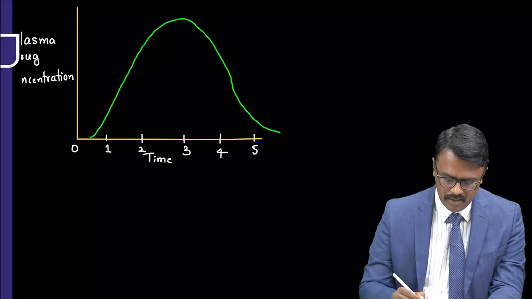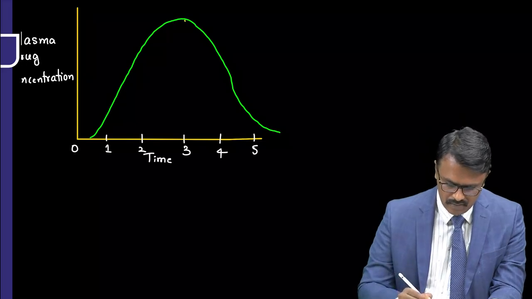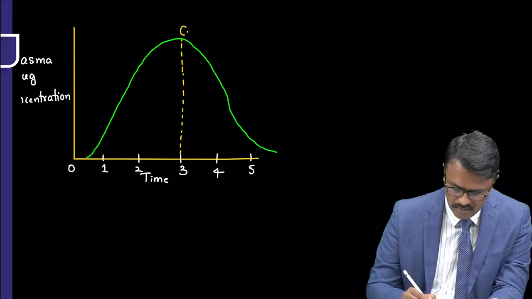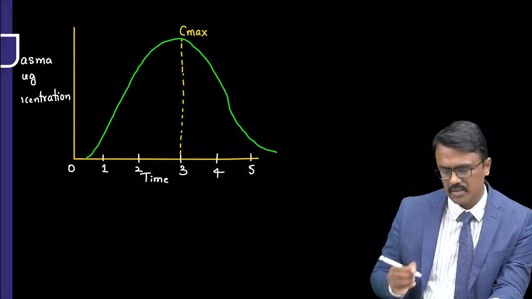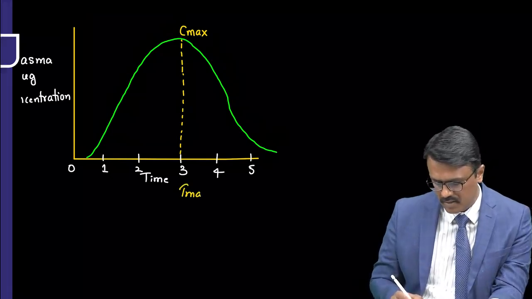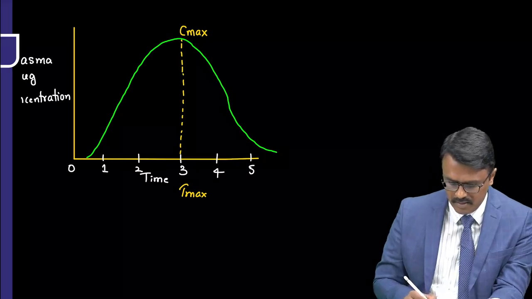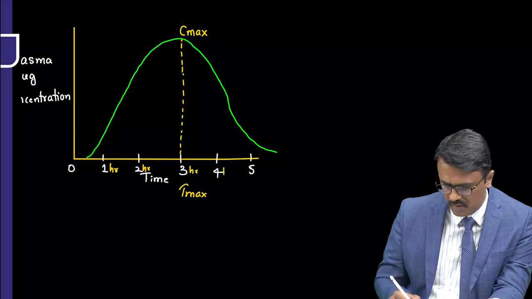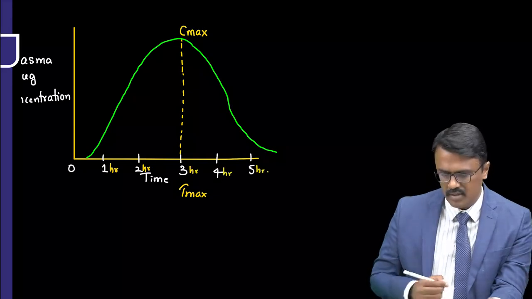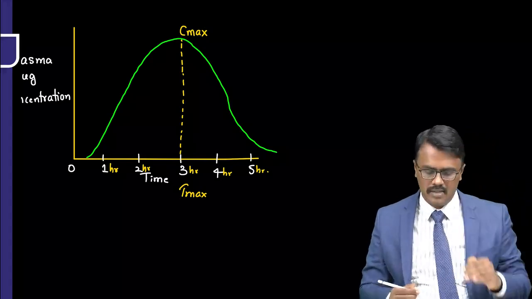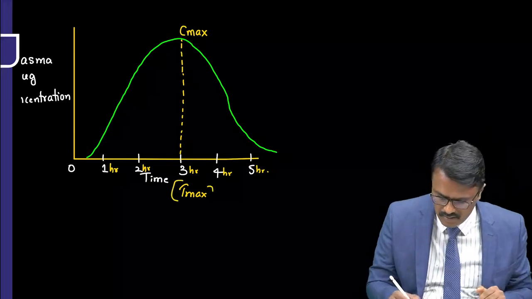The place where the concentration is maximum is the Cmax. The time where we see it is maximum is Tmax. Suppose I am taking this as hours: 1 hour, 2 hour, 3 hour, 4 hour, 5 hour. The concentration where the drug has achieved maximum is called Cmax. The time where the maximum is achieved is called Tmax.